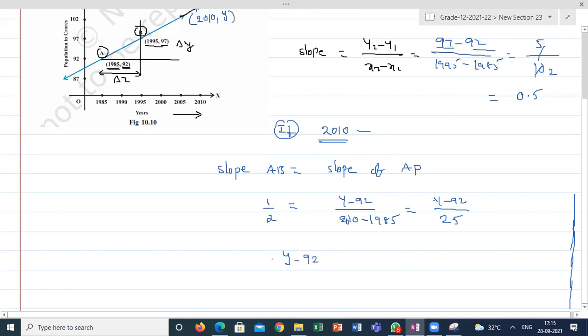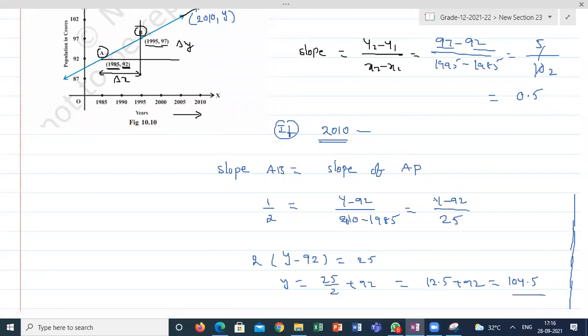(Y minus 92) into 2 will be equal to 25. So Y is 25 by 2 plus 92. So 12.5 plus 92 will be 104.5. So the population by 2010 is equal to 104.5. Is that clear? Are you clear, students?